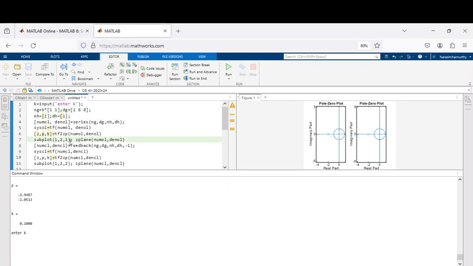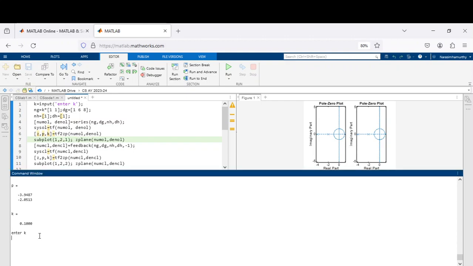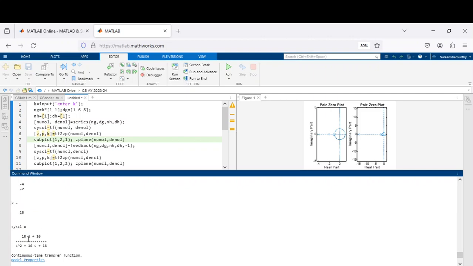Sorry, this is not yet saved. Let me first save this. Okay, now this is the pole position. We have given the value of k as 10. As the value of k is 10, the open loop transfer function ks plus k becomes 10s plus 10, over s square plus 6s plus 8. There is a 0 at -1, and poles at -2 and -4. These are the open loop poles and zeros.